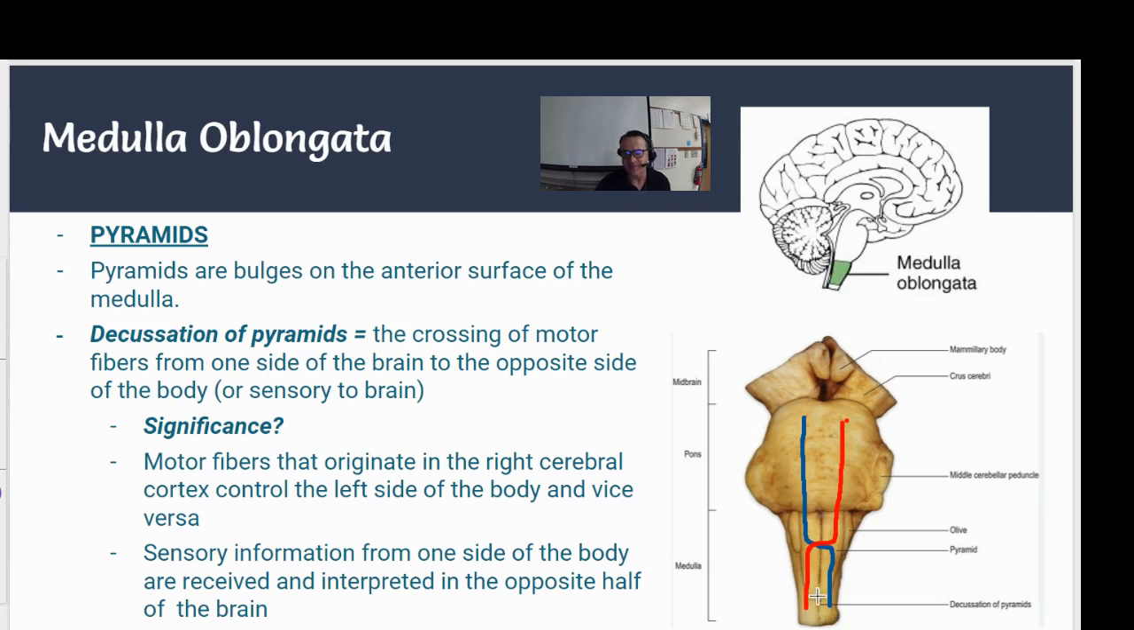Now, sensory fibers, sensory tracts, also cross over. They cross over not at the pyramids. It's called the decussation of the lemniscus.